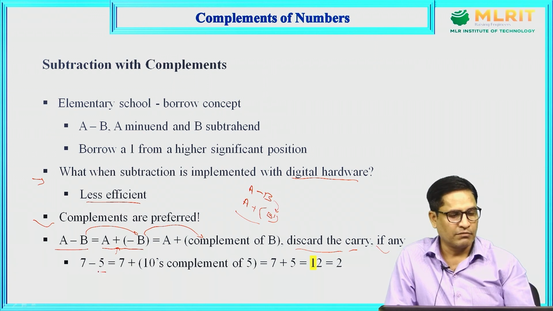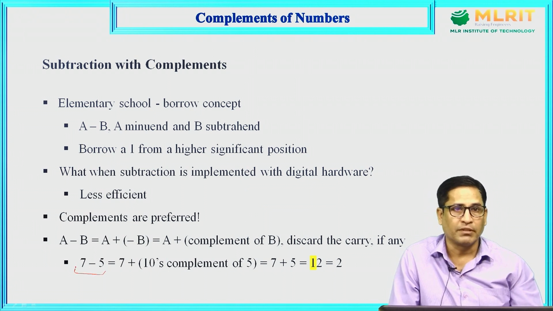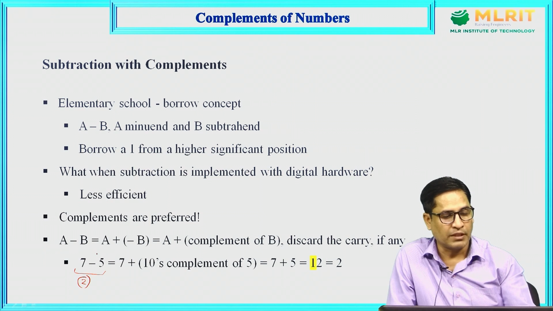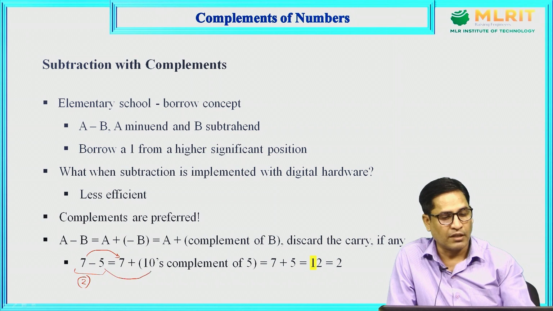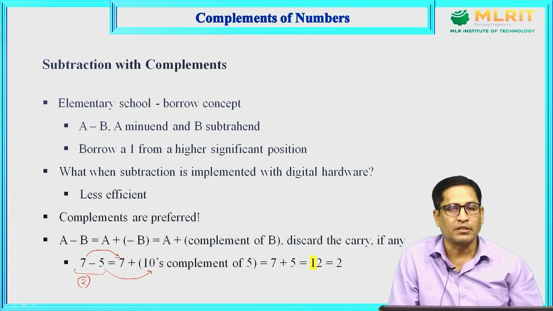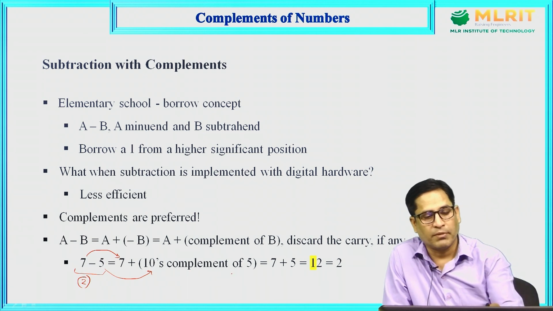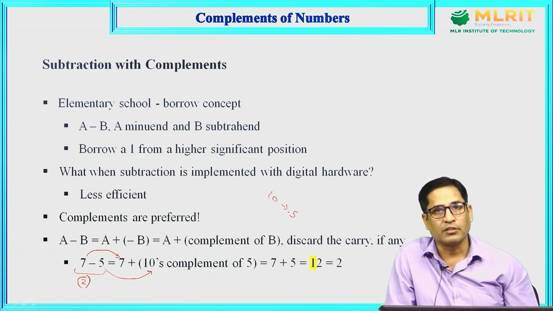For example, we have to subtract 5 from 7, that means 7 minus 5. Obviously the numbers are in the decimal number system, and the expected answer is 2. By using complement, how can we do it? Keep the first number as it is and then take the R's complement. Here we use R's complement, which in the decimal number system is the 10's complement. So the 10's complement of 5, you remember, will be the 9's complement plus 1, that means R's complement is equal to R minus 1's complement plus 1.